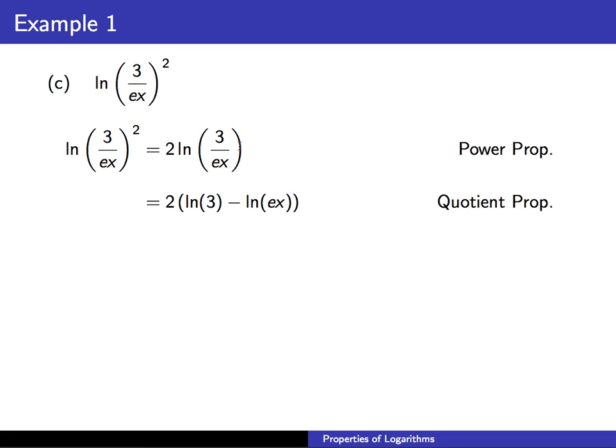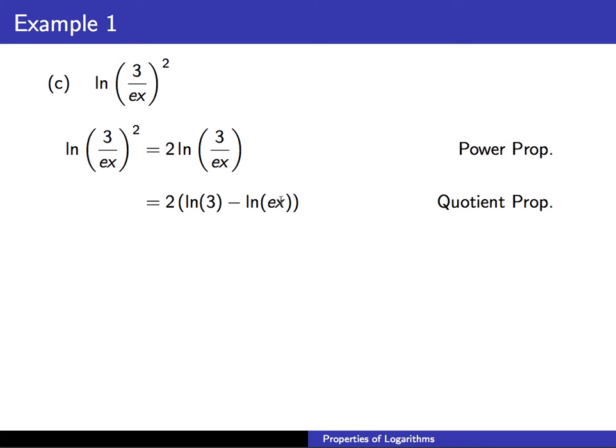Using our quotient property, the natural log of 3 over e times x, we can separate that as the natural log of 3 minus the natural log of e times x. So look at how the fraction bar looks like a minus sign, maybe that will help you remember it a little bit easier. So using the quotient property, we get 2 times the expression natural log of 3 minus the natural log of ex, or the natural log of e times x.